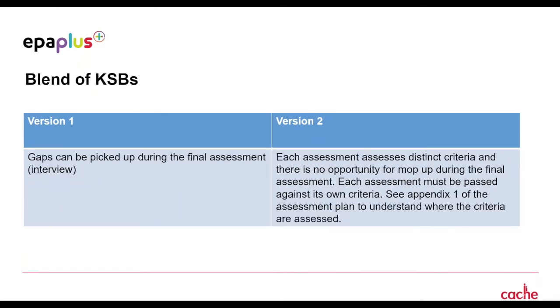So again, just to go over this in more detail, the blend of the knowledge, skills, and behaviors. So in version 1, any gaps that have been identified can be picked up in that final assessment. Whereas in version 2, that can't happen. Each assessment assesses distinct criteria, and there's no opportunity for any mop-up. Each assessment also must be passed against its own criteria. So again, we've got reference there to Appendix 1 of the assessment plan.